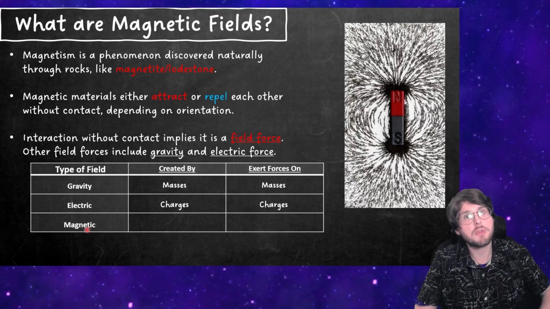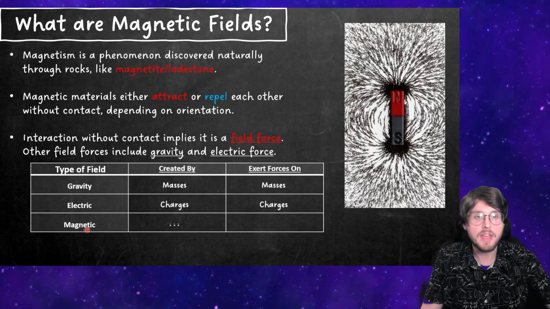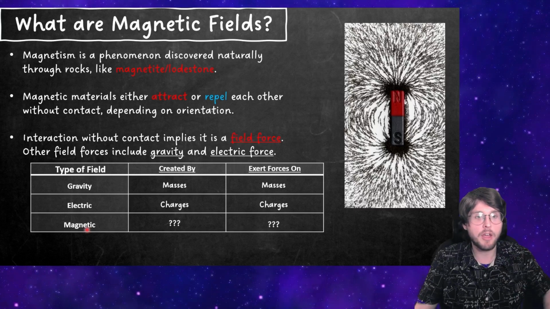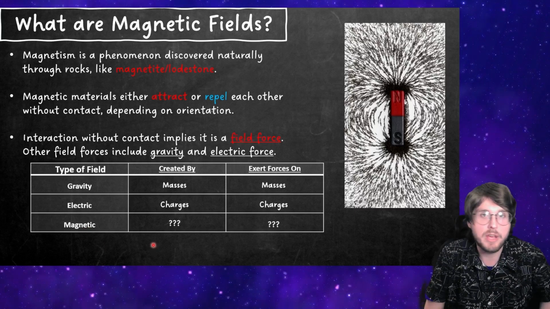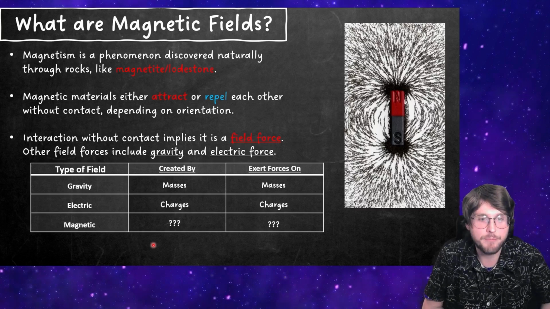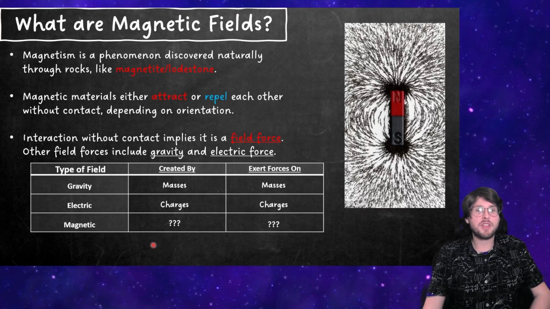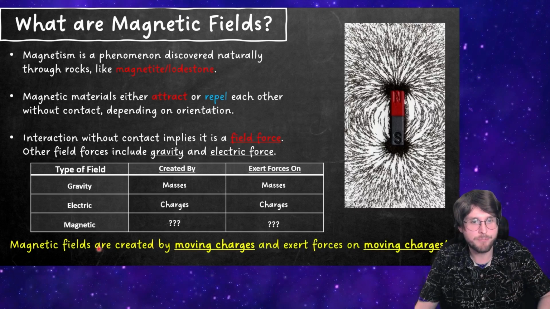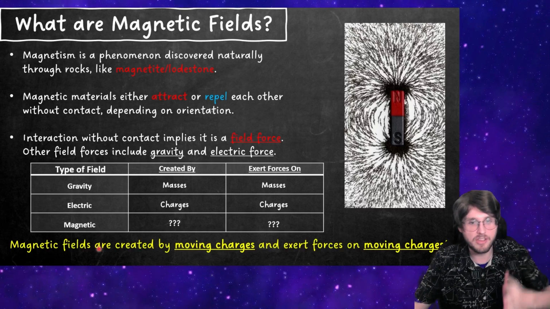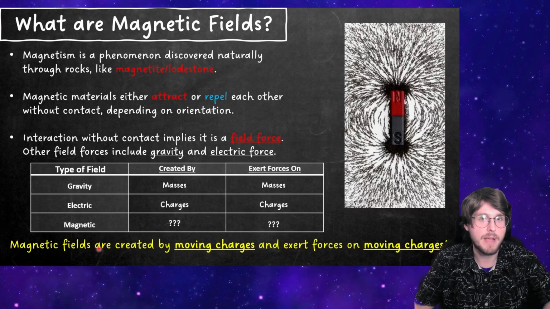If we place a charge in an electric field, it exerts forces on those charges. And so it stands to reason that because magnetism appears to also be a field force, that it's going to follow these rules as well. It's going to be created by some specific quantity, and thus it will also exert forces on that specific quantity. The question is, what exactly creates magnetism? So the quick answer to that is that magnetic fields are created by moving charges. And thus, if a moving charge exists in a magnetic field, it will experience forces due to those magnetic fields.